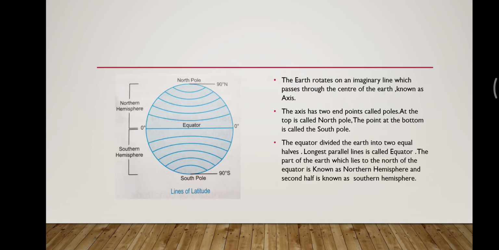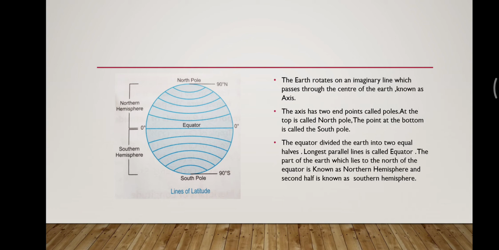Look at the map or the picture of the globe carefully. There are two endpoints. The point at the top is called the North Pole, and the point at the bottom is called the South Pole. There is an imaginary line which divides the earth into two equal halves. It is called the equator. It is at 0 degrees.